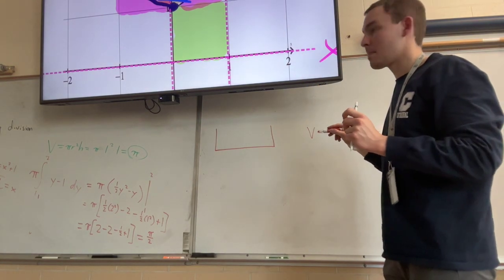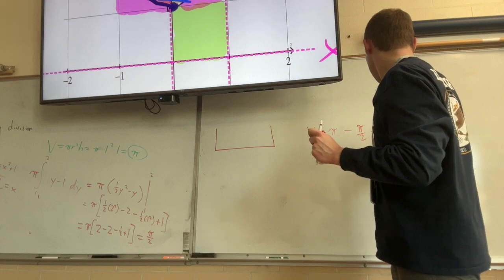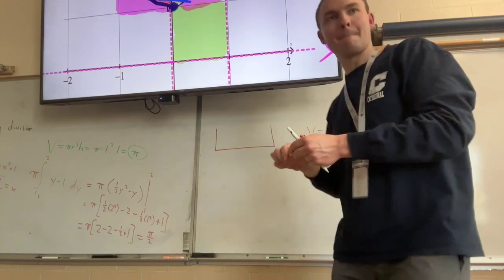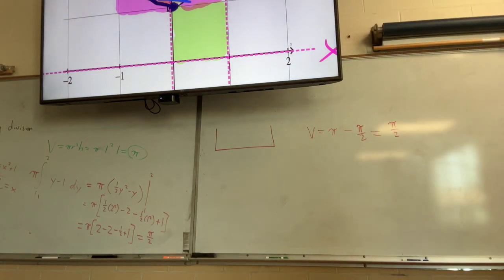If it's both sides, then would it be 2 pi, or are we only doing the right side? Because the green region was pi, but if we do both squares, then it would have been 2 pi. But we're only doing the right side. So the volume of the green region, that was just a cylinder. That volume was pi, right? That gave me pi. Okay, we're on the same page.